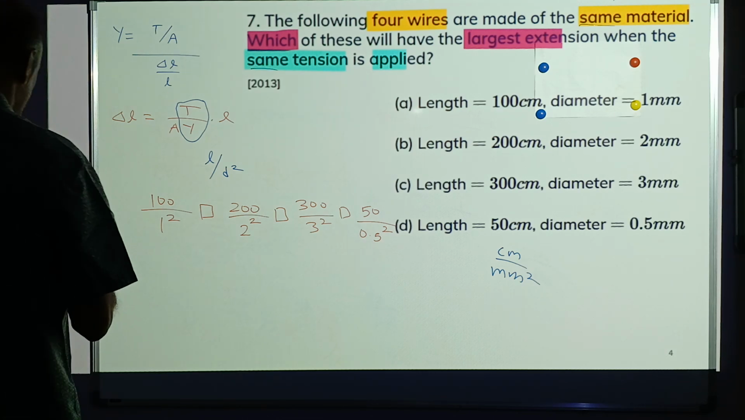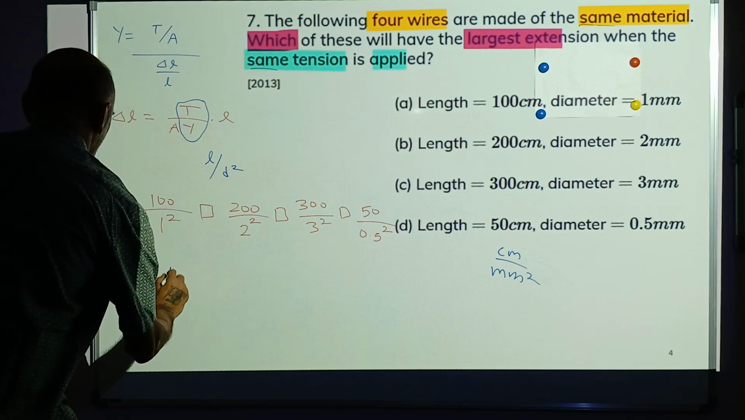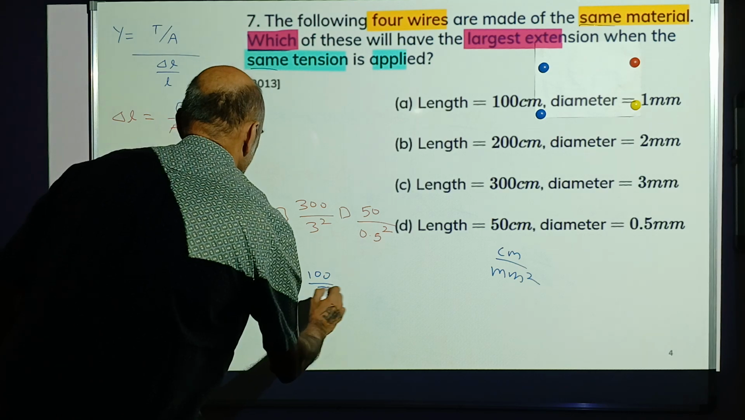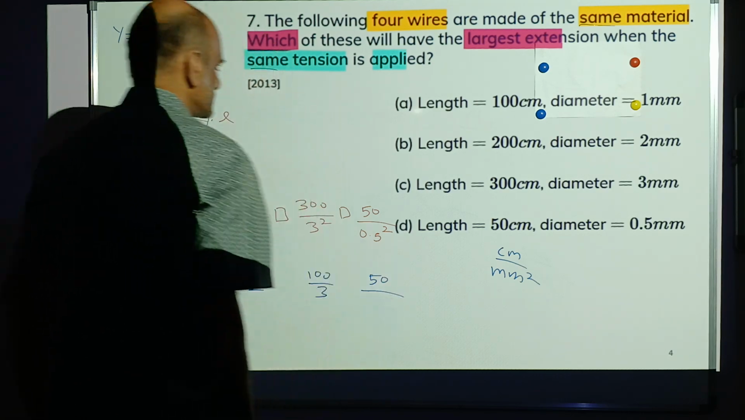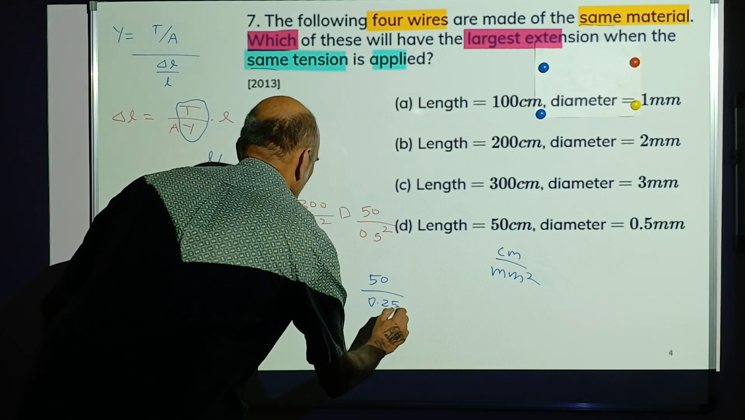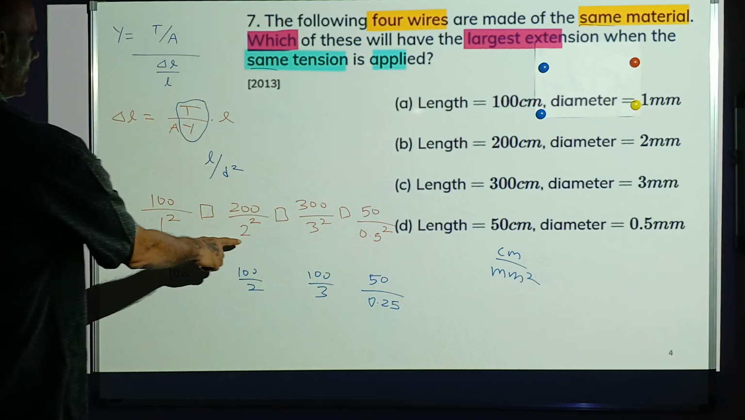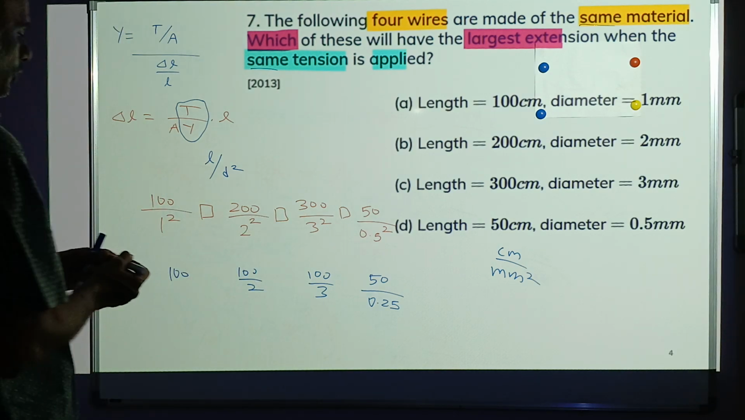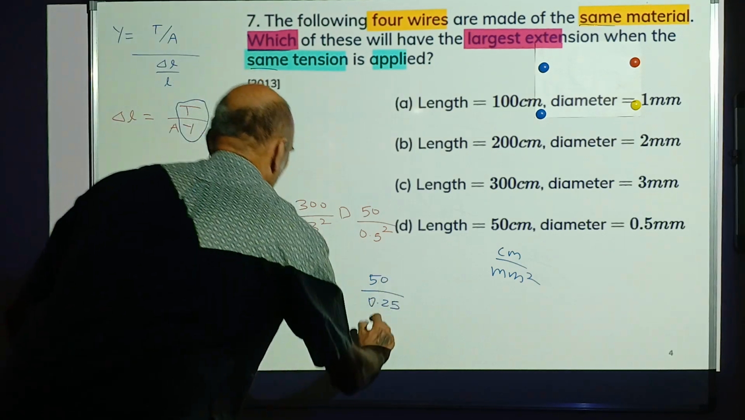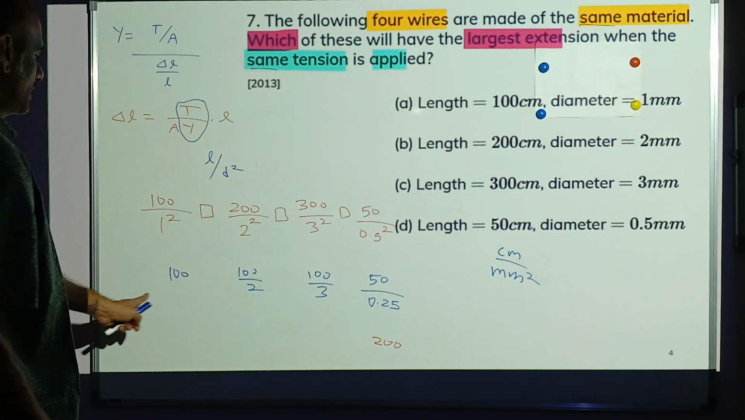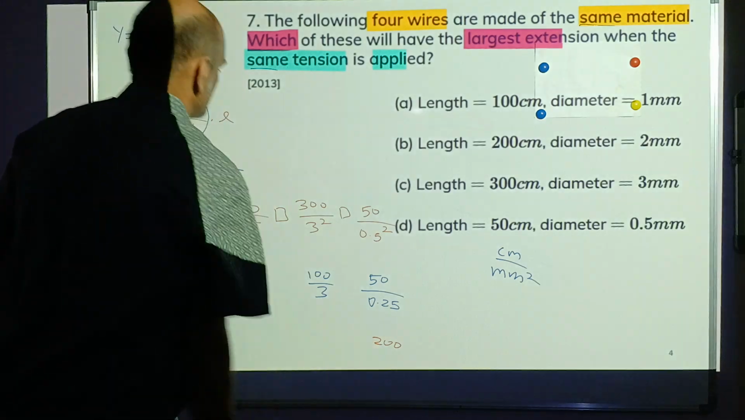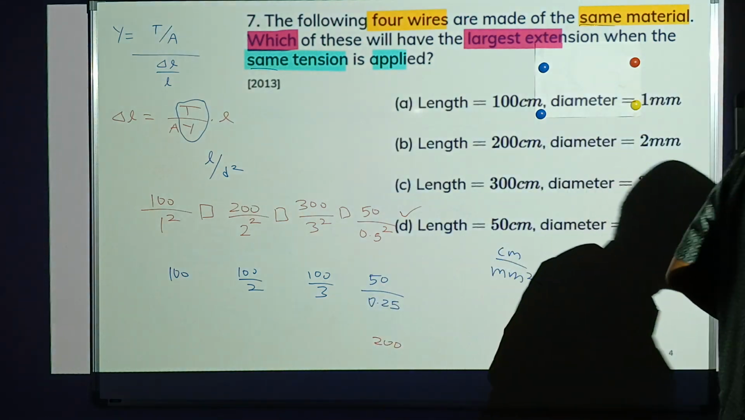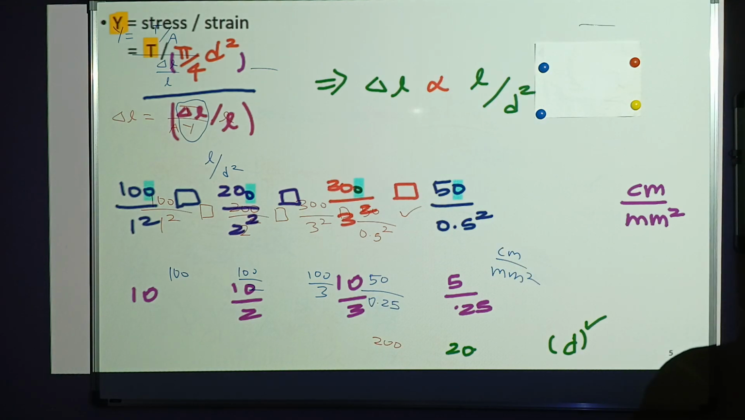So the first one is 100. Second one is 100 by 2, third is 100 by 3, and 50 by 0.5 square, where 0.5 square is 0.25. The 2 will cancel, so it will be 100 by 2. The 3 will cancel to make it 100 by 3. And 0.25 is 1 by 4, so the 4 will go up, so this will become 200. So 100, 50, 100 by 3, 200. So this is the maximum value. So in the fourth case, the extension is maximum. D is the correct answer.